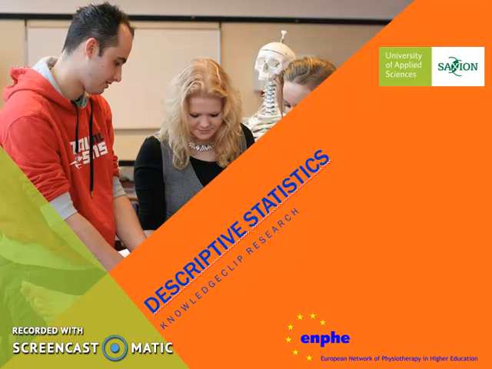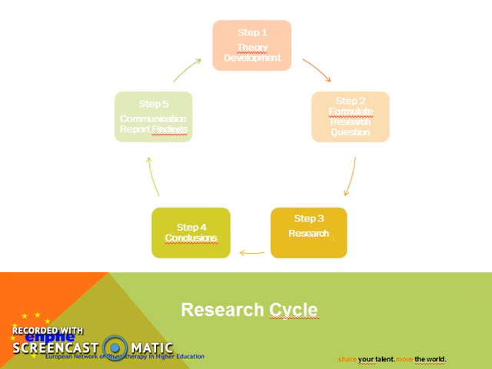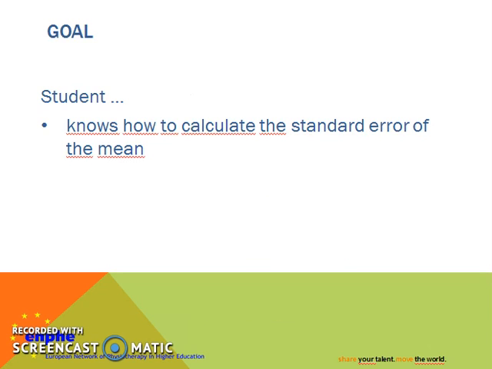This clip is about descriptive statistics and, in detail, how to calculate the standard error of the mean. Produced by the Envy, it's a part of a series of research knowledge clips based on the 5 steps of a research cycle. In this knowledge clip, the focus will be on step 3 and 4, research and conclusions. The goal of the lecture is that you know how to calculate the standard error of the mean.